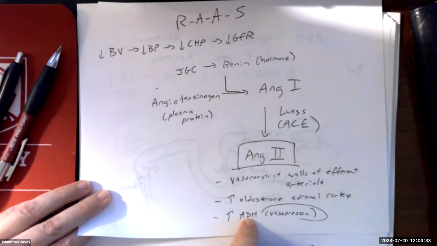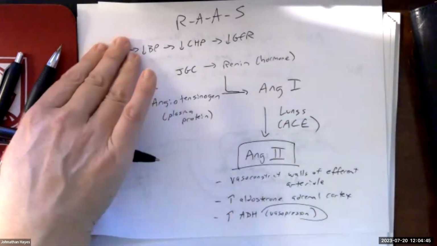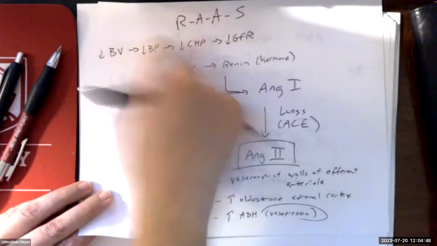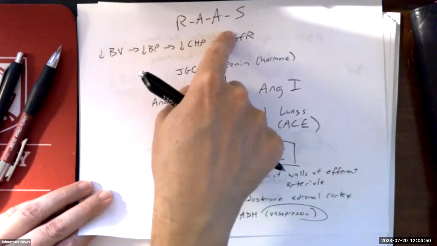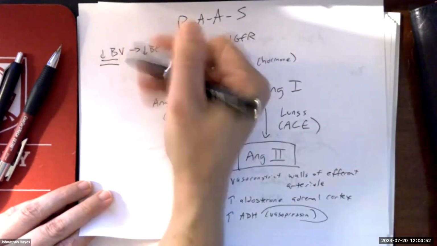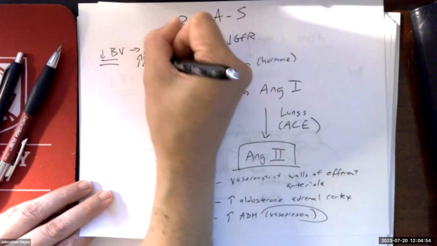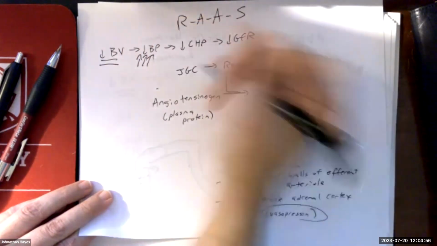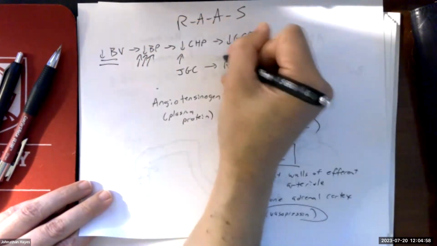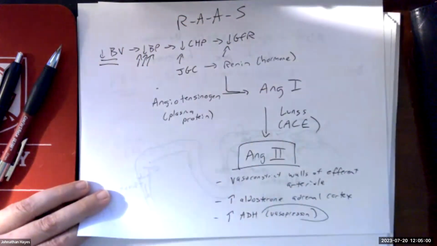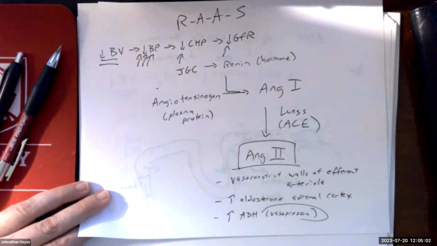ADH helps you conserve water because it's antidiuretic. It's saying don't pee so much, hold on, right? But it's also called vasopressin because it's the strongest vessel compressor that we have. So that's going to help us reestablish blood pressure. Overall, the renin-angiotensin-aldosterone system is going to help conserve fluid, so this doesn't go down any further, and increase blood pressure. That'll then increase CHP, that'll then reestablish GFR, and now the kidneys can work again, right?